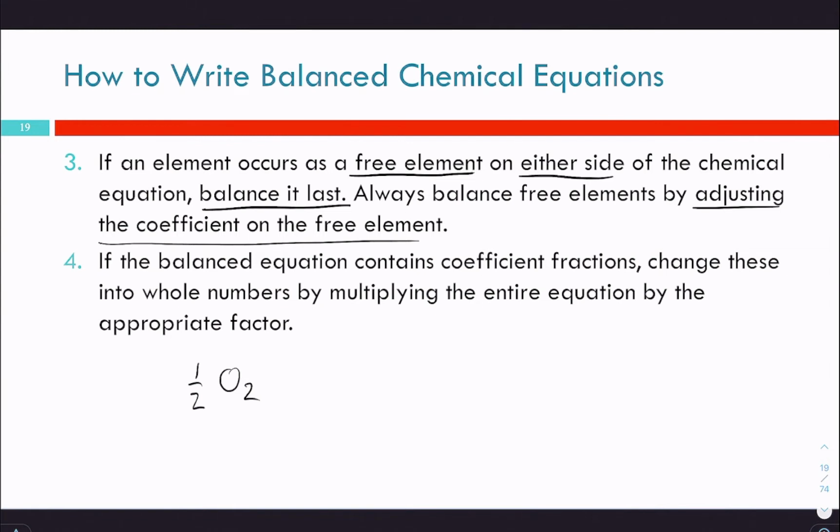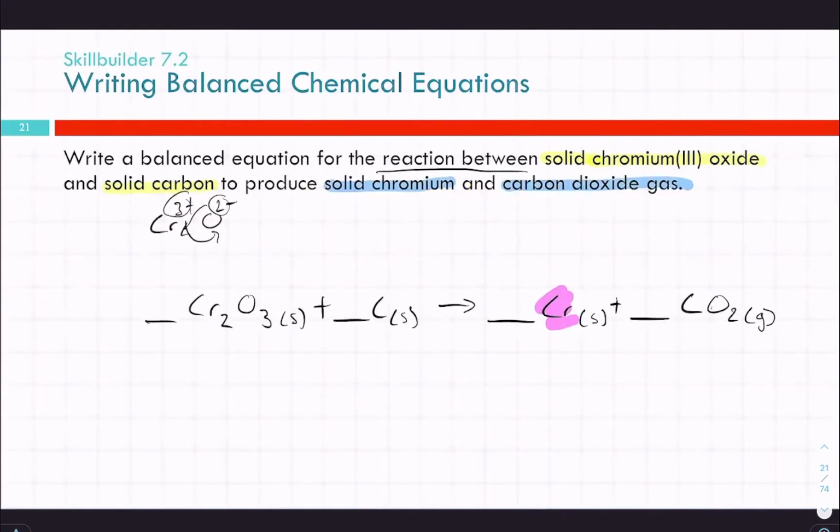But this rule does apply, right? Always balance free elements by adjusting the coefficient on the free element. What does it mean by free element? Oh, good question. So chromium here is a free element. It's chromium by itself. Carbon is also a free element here. It's just carbon by itself. The reason that you want to do that is because if we change the coefficient on chromium or carbon when they're by themselves, we don't change the number of anything else.